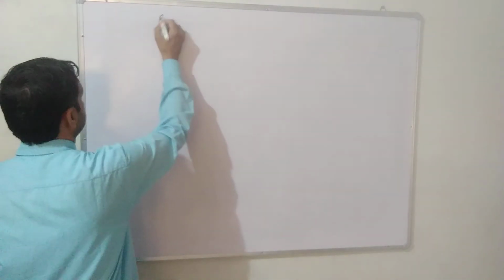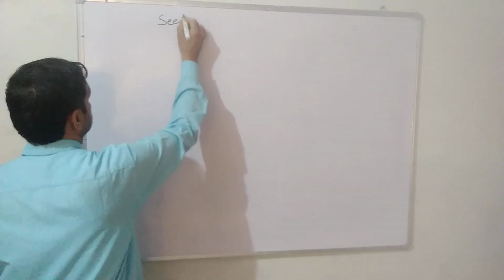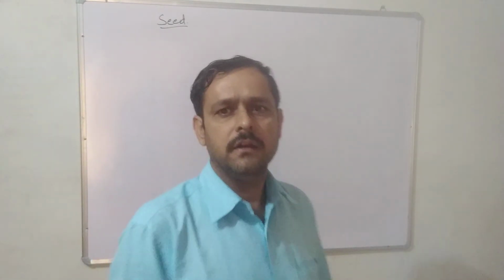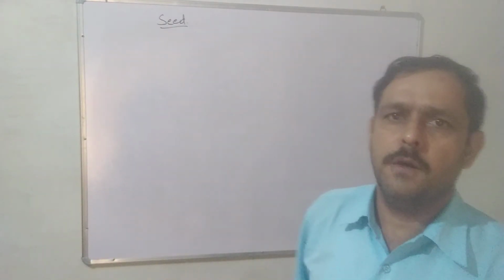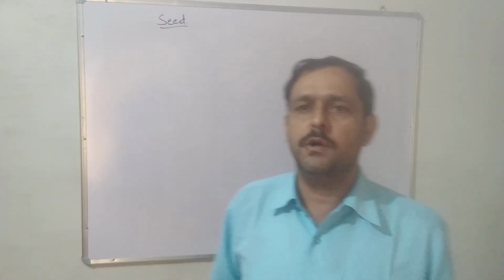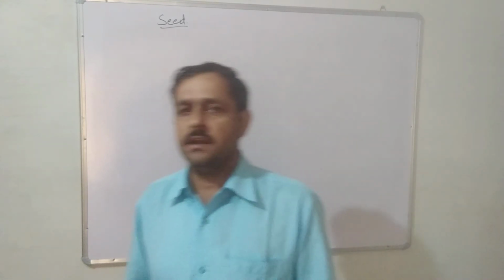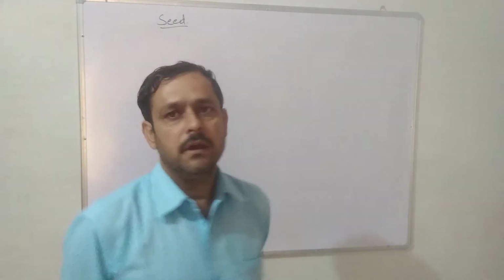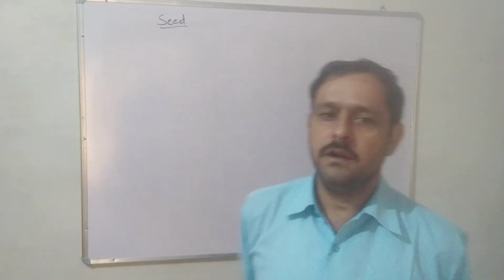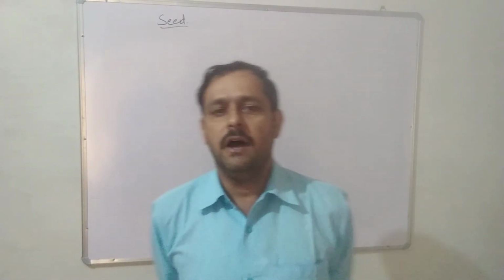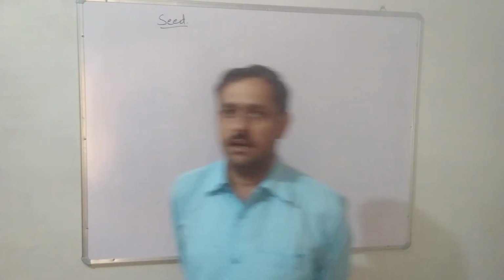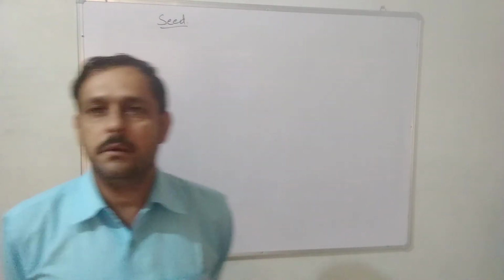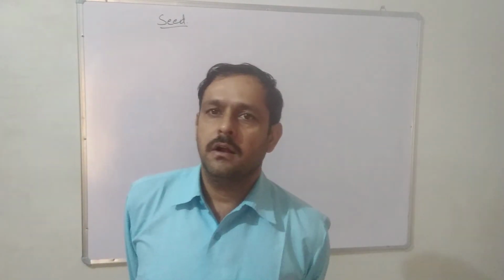Today our topic is seed. We are studying morphology of flowering plants, in which we study about root, stem, leaf, flower, fruit, and now today's topic is seed. What is seed? What is fruit? Yesterday we studied about fruit.